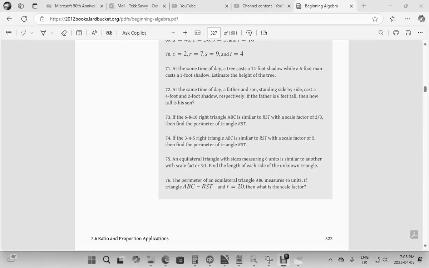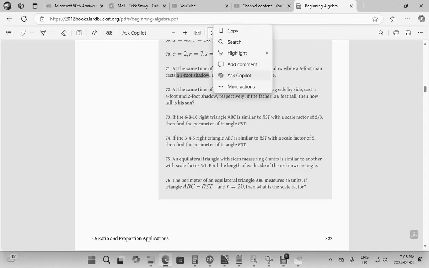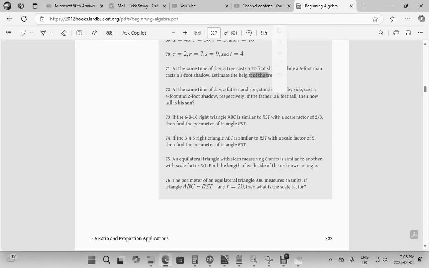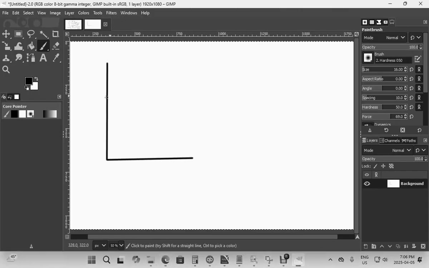Alright, so question 71. At the same time of day, a tree casts a 12-foot shadow, while a 6-foot man casts a 3-foot shadow. Estimate the height of the tree. So you have a 12-foot shadow. Let's say this is your tree, and this shadow over here is 12 feet.